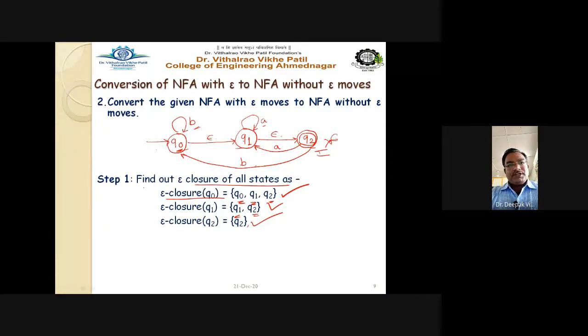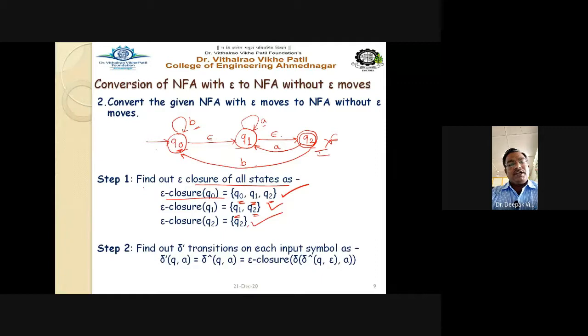The second step is to find the delta dash transitions on each input symbol: delta dash of Q comma A equals E closure of delta cap of Q comma epsilon comma input. We have to find Q0A, Q0B, Q1A, Q1B, Q2A and Q2B. That is 2 plus 2 plus 2, six transitions we have to find for our resultant NFA. So start finding them with the help of this formula.